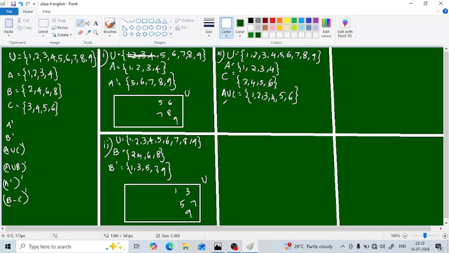So what forms the complement of A union C? The complement of A union C will be all the elements other than this set. In the set U, 1, 2, 3, 4, 5, 6 can be avoided since they are present in A union C. And what are the remaining elements? 7, 8 and 9. So the set 7, 8, 9 forms our answer set, that means our complement set.